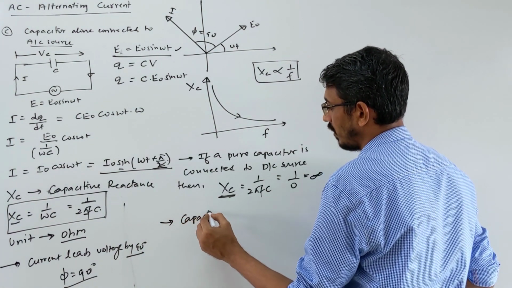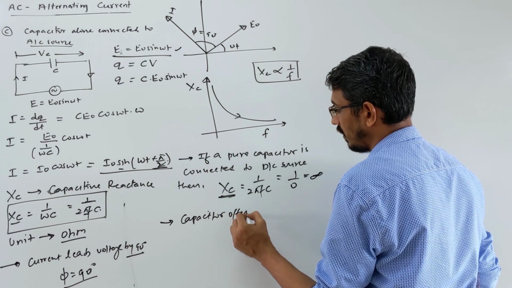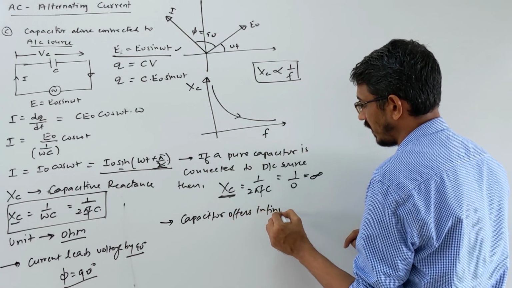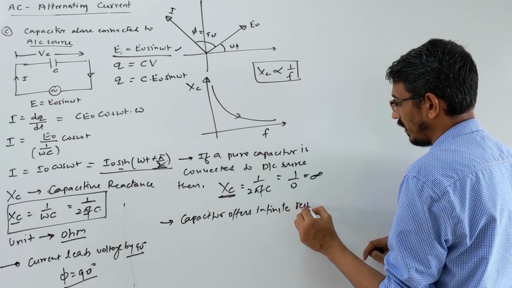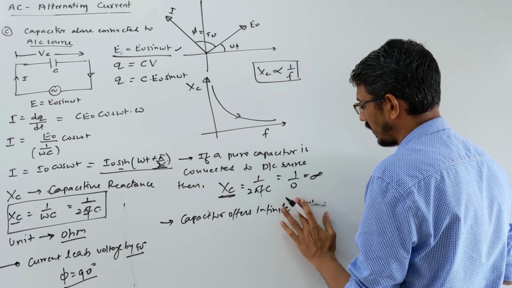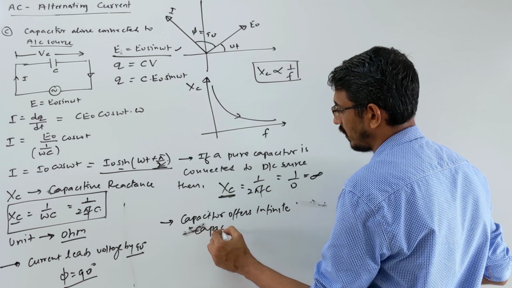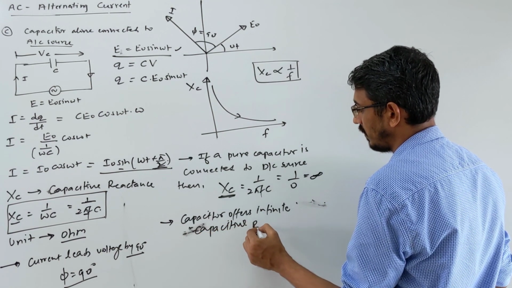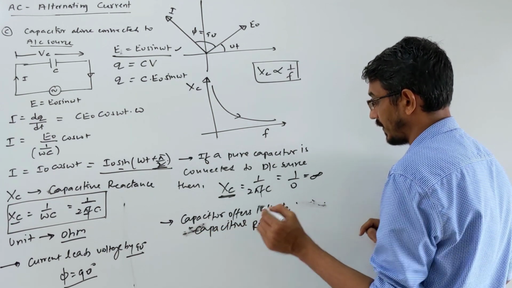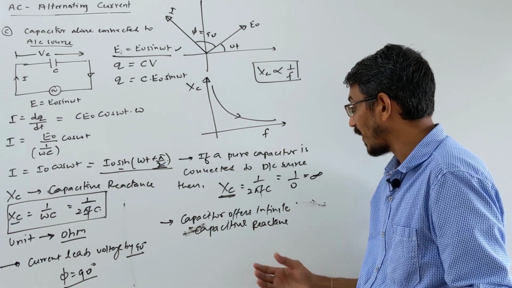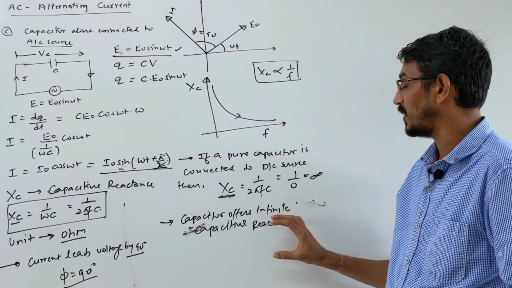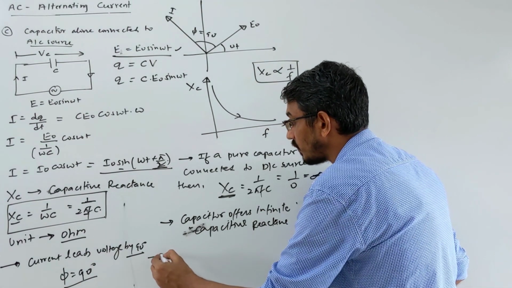Okay, so what do you say? Capacitor offers what? Infinite resistance. Say properly, inductive reactance, sorry, capacitive reactance. Okay, yes. So look here, what's the use of this actually? Okay, it's very important.